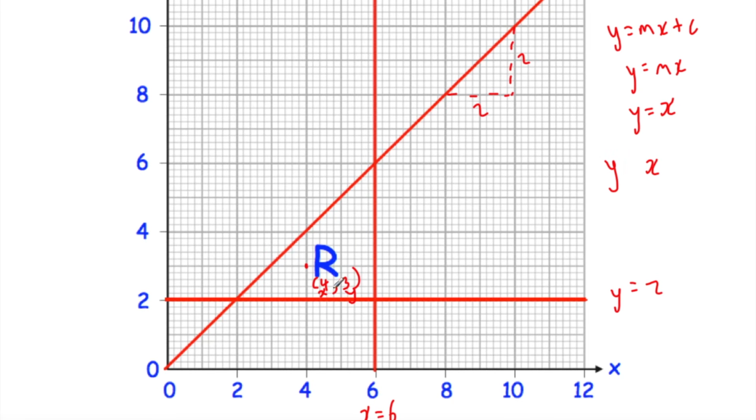Let's make sure we get the inequality sign the right way around. So y is equal to 3, and x is equal to 4. Because 3 is less than 4, we want 3 is less than or equal to 4. So here it's going to be y is less than or equal to x.